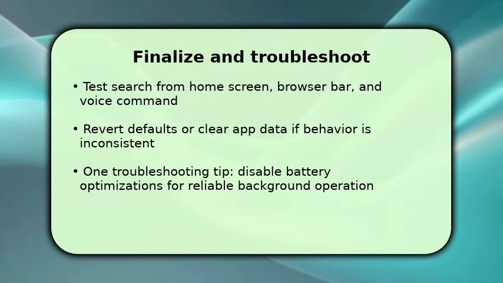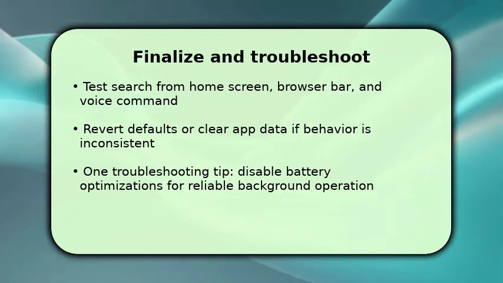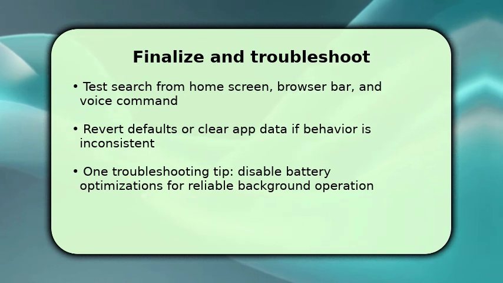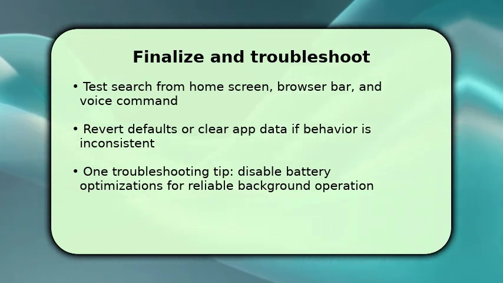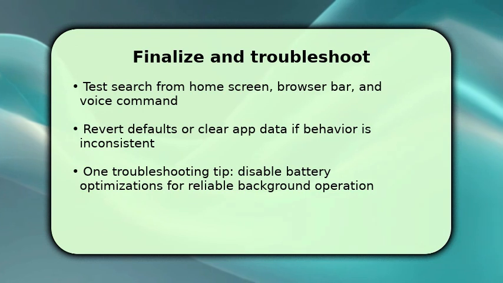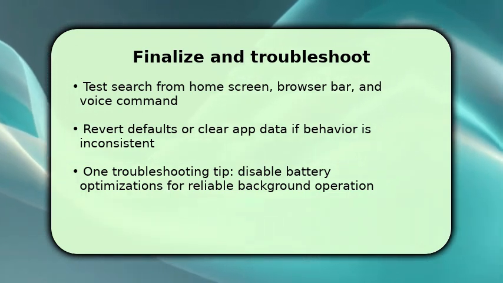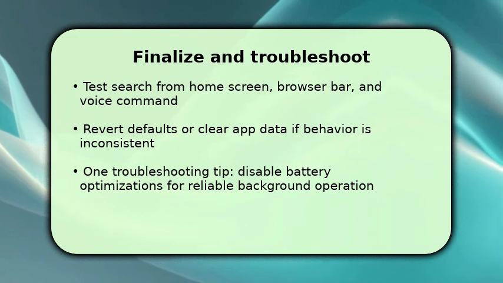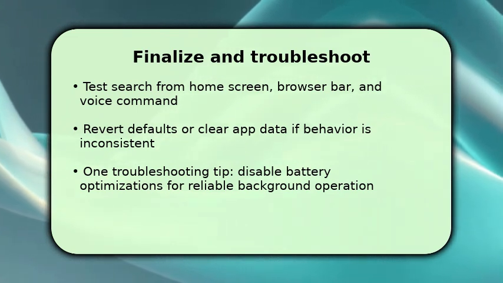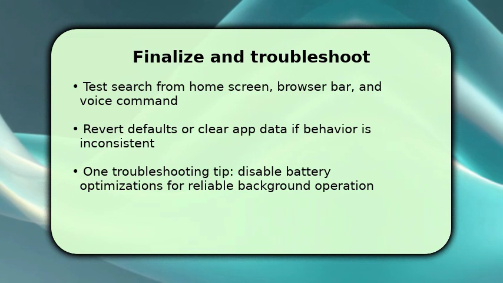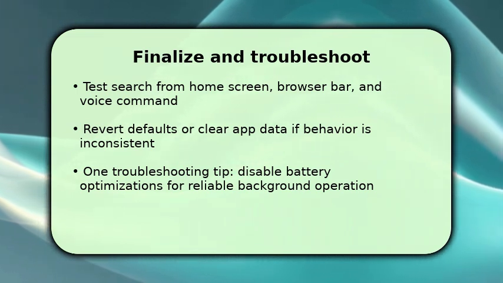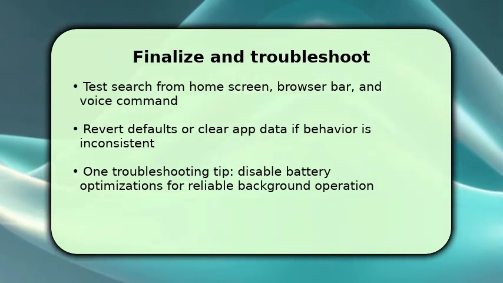If behavior is inconsistent, go back to default apps and double-check the assignment. Alternatively, clear the new app's cache or app data and repeat the setup. Make sure battery optimizations are disabled for the search app so background assistants stay active. If problems persist, reinstall the app and repeat permissions and default selection steps to restore normal operation.